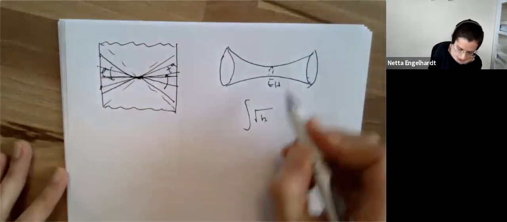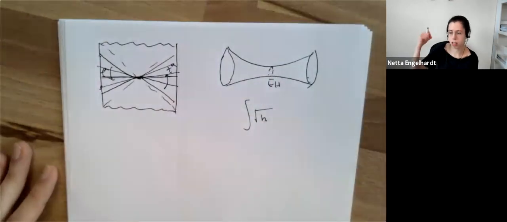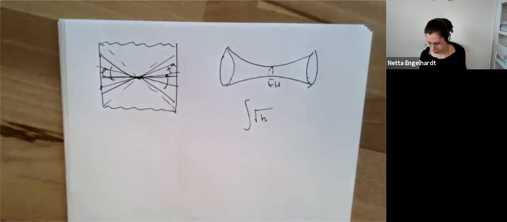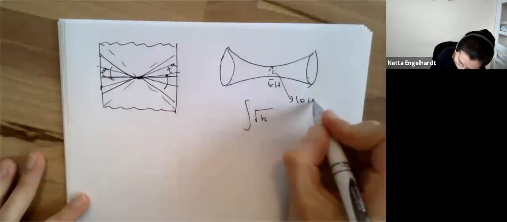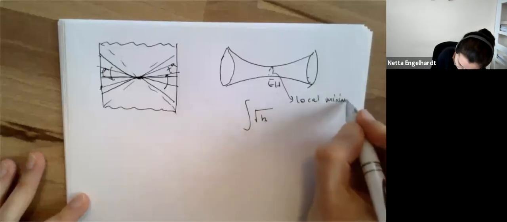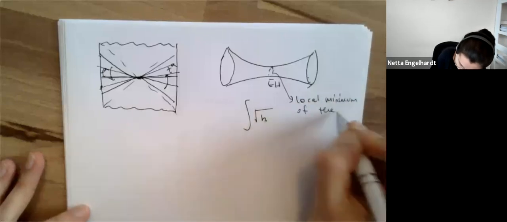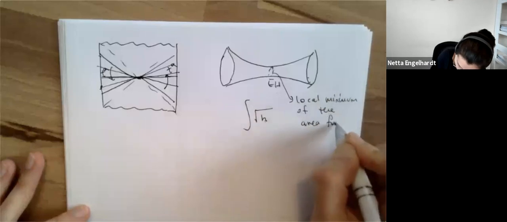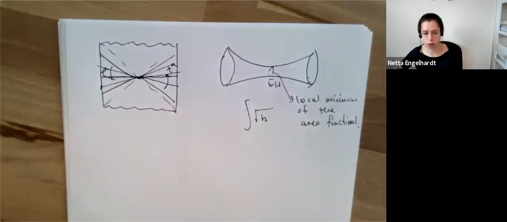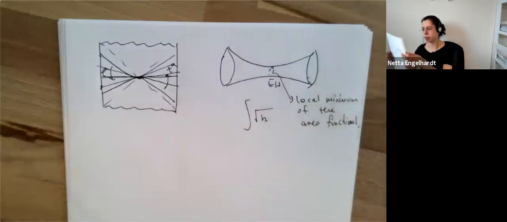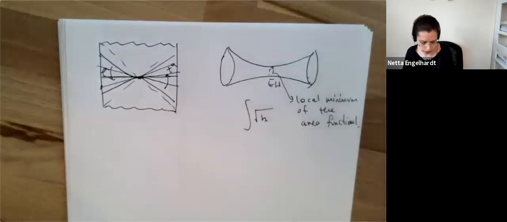But h here is the metric on this bifurcation surface. And what they noted is that this is a local minimum of the area functional. So this here is the induced metric on a codimension 2 surface. So let me be a little bit more precise here.